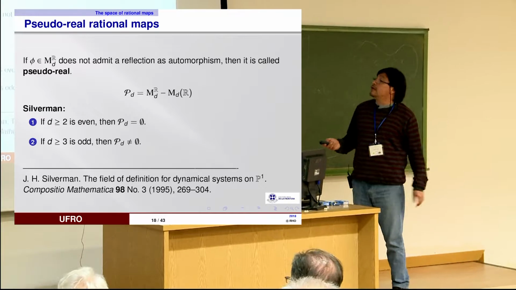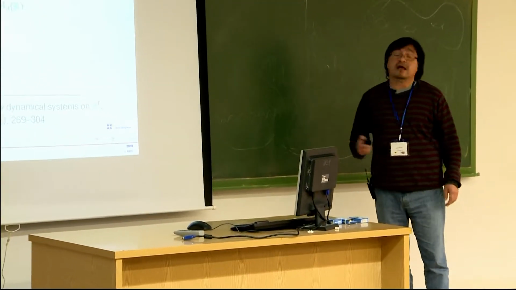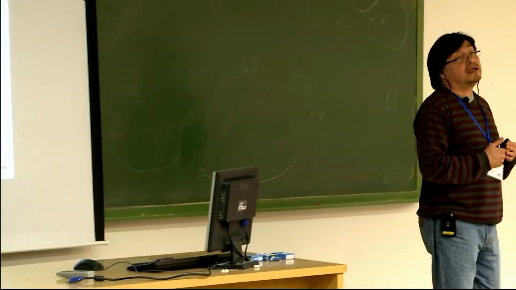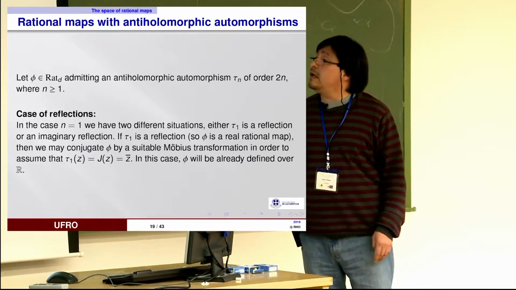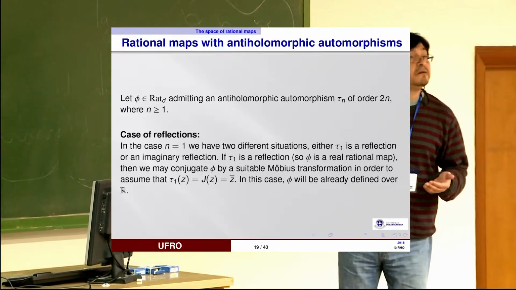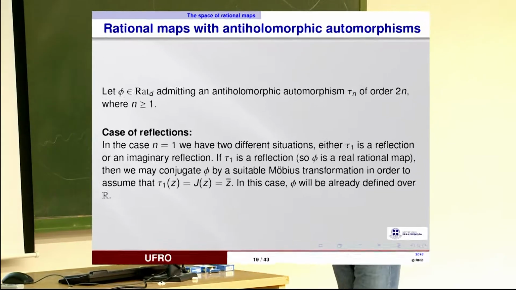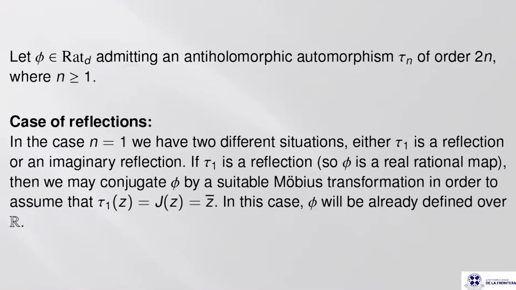So it may be different. So Silverman, in '95, observed that for even degree, there are no pseudo-real maps, and in odd degree, there are always pseudo-real maps, by showing particular examples of pseudo-real rational maps. His examples are rational maps admitting no holomorphic automorphism and one imaginary reflection as an automorphism.